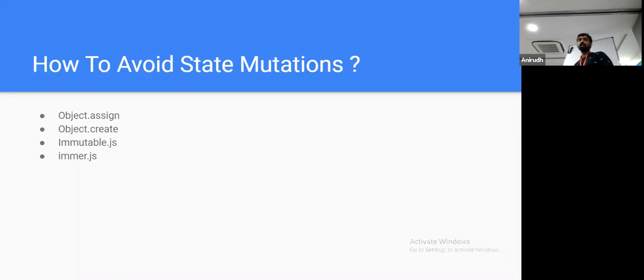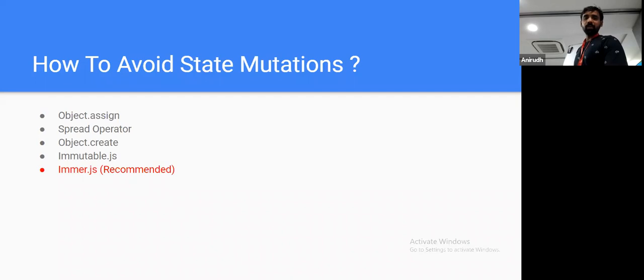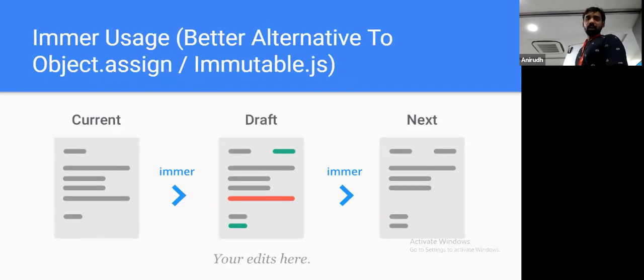So how do we avoid state mutations? These are not React specific. You can just use object.assign, object.create, immutable.js, or immer.js. Immer.js I think is quite recommended because it's very simple to use. It is a better alternative to object.assign and immutable.js that you use in the reducer if you are using Redux, or in the component. Basically, Immer allows you to mutate the data and it internally maintains a draft of it.